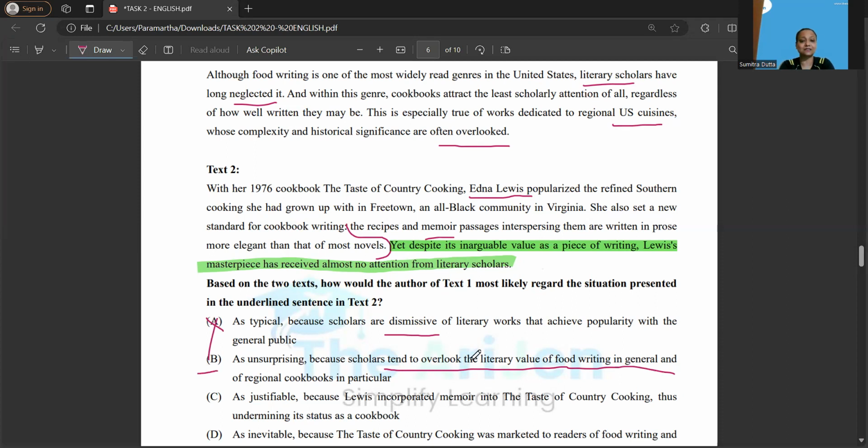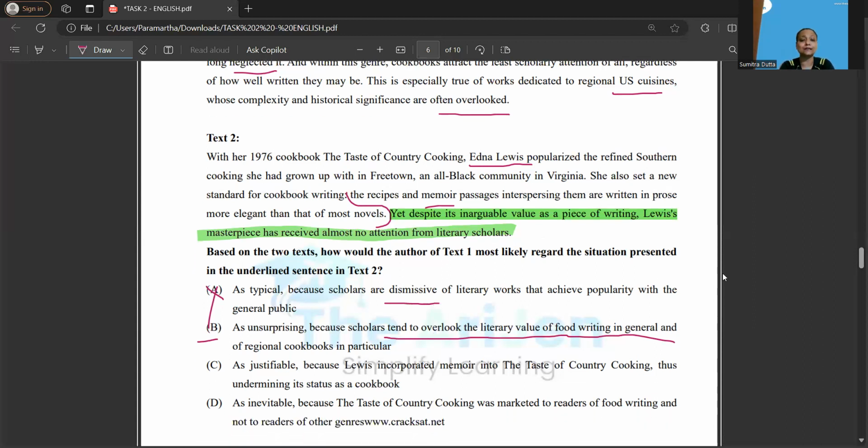Next, as justifiable, because Lewis incorporated memoir into The Taste of Country Cooking, thus undermining its status as a cookbook. But it is not mentioned here. Yes, she incorporated memoir, meaning experience from your personal life incorporated into your writing. But it is never said that it actually degraded the cookbook. So this cannot be the answer.